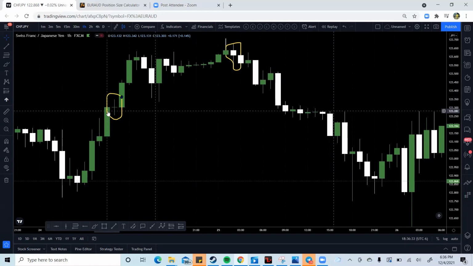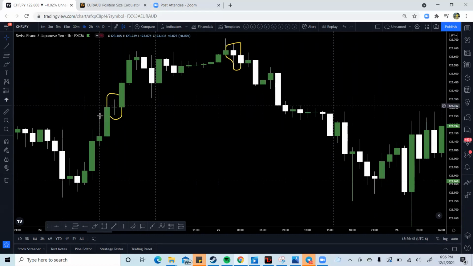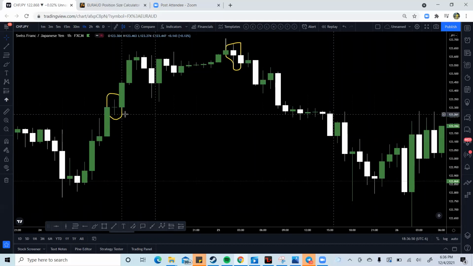But what confirms it, if it's indecision? Think about that tug of war analogy when it comes to dojis. You have two evenly matched people pulling on the rope, and they've been pulling for a while. But over time, one team is going to get more tired than the other team. So after a while, that momentum is either going to go one way or the other.